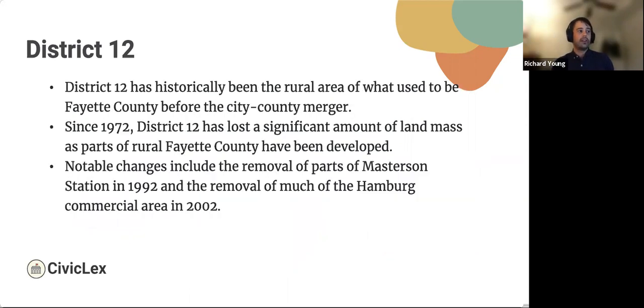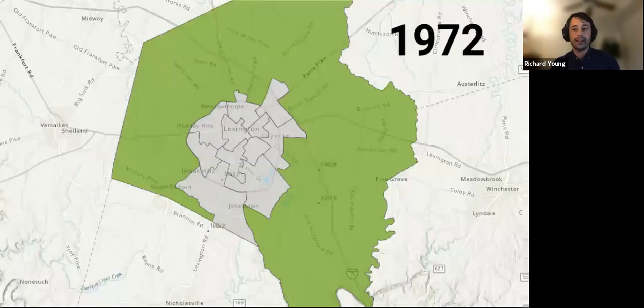It has historically been the rural area of what used to be solely Fayette County before the city-county merger. Since 1972, District 12 has lost a pretty significant amount of landmass as parts of rural Fayette County have been developed. Notable changes include the removal of parts of what is now Masterson Station in 1992, and then the removal from the district of much of what would become the Hamburg commercial area in 2002. It's hard to fit District 12 in one slide, so it's cut off at the top and bottom a little bit.